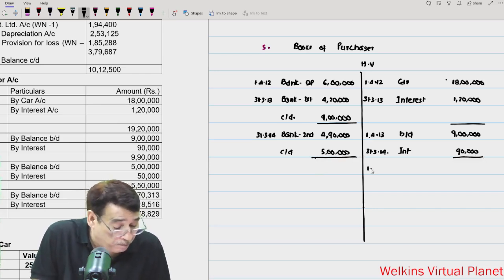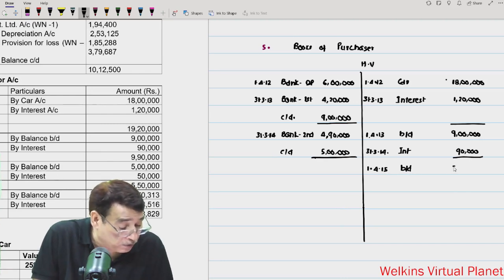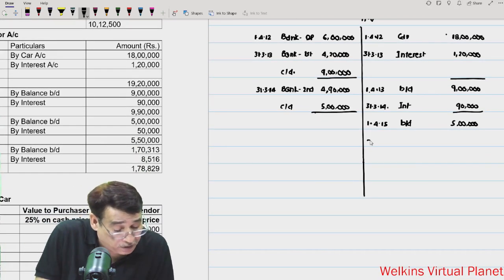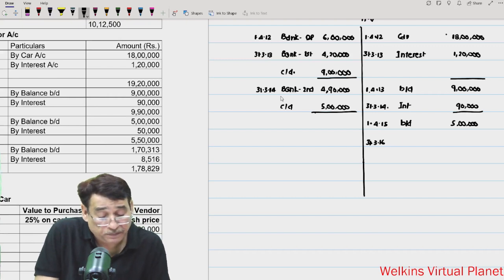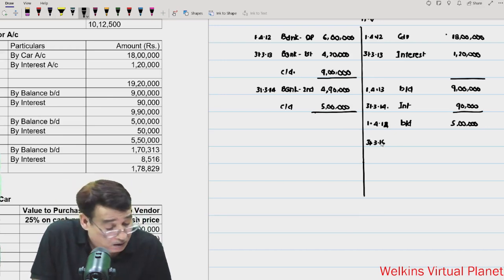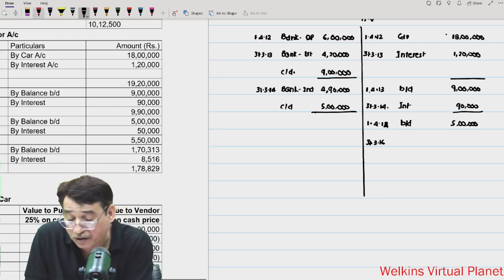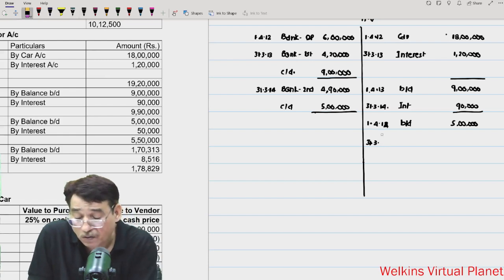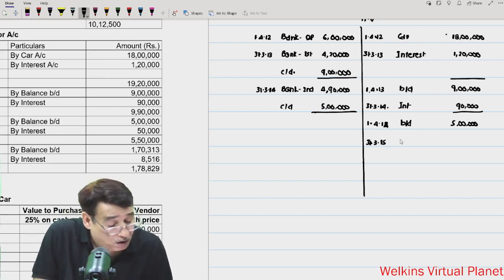We come to the beginning of the third year. Balance brought down is equal to 5 lakh. Now, you will write the amount of interest, 31st of 3, 2016. Correct? Just wait. Dates have been written correctly. That is why I am writing 15 instead of 16, because there was no 16 in this case. Regarding dates, you have to be absolutely clear. So, when you come to the end of the third year, your interest will be 50,000.